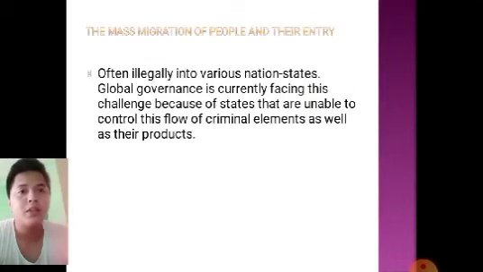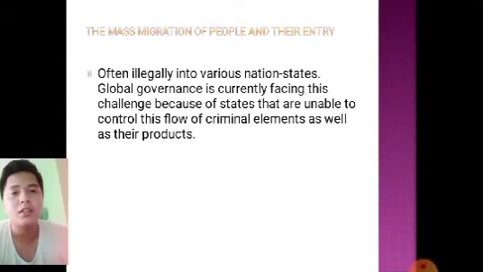Third is the mass migration of people and their entry, often illegally, into various nation states. Global governance is currently facing this challenge because of states that are unable to control this flow of criminal elements as well as their products.